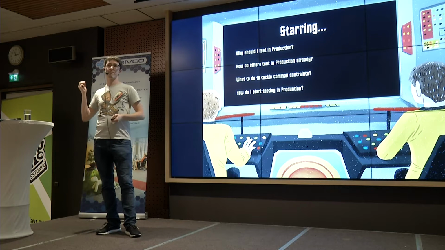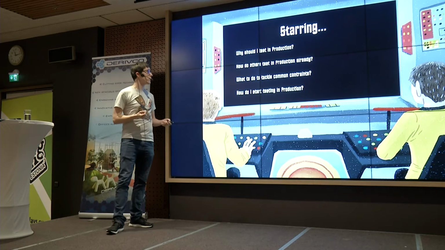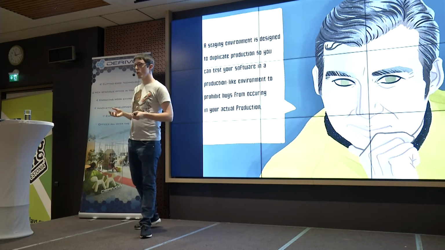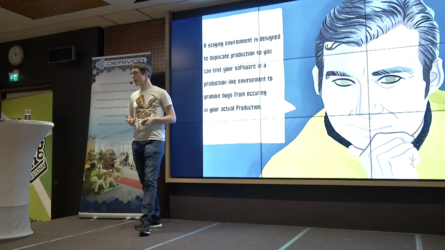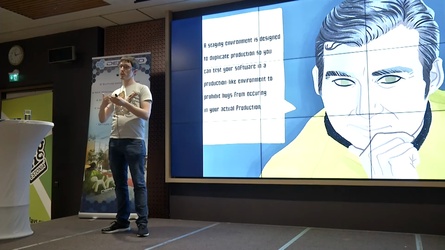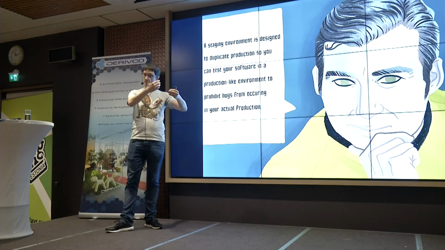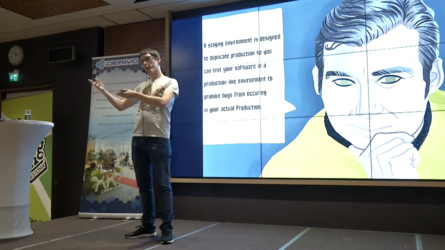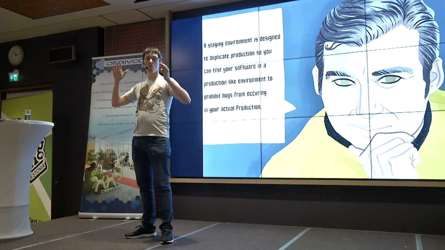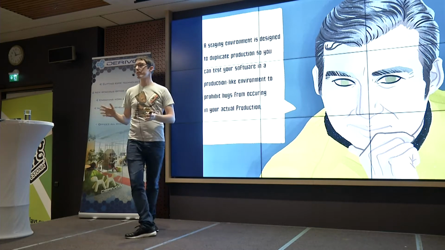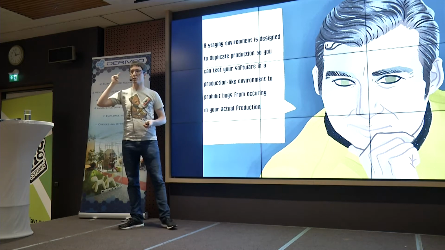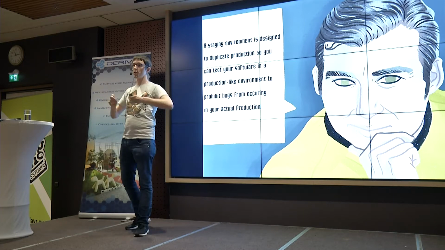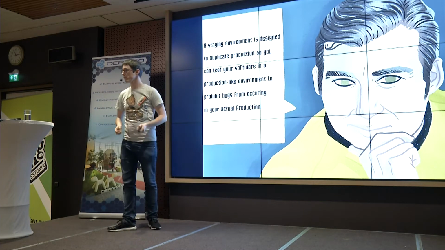But first, I have bad news for you, because your staging environment is lying to you. What's a staging environment? A staging environment is designed to be a duplication of your production, so you can do some testing on a production-like environment to prohibit bugs from entering your actual live systems. I think nearly everybody has a system like that. Some call it integration, some call it pre-production, some call it approval environment. Here in this talk, when I say staging, I mean your production-like environment.